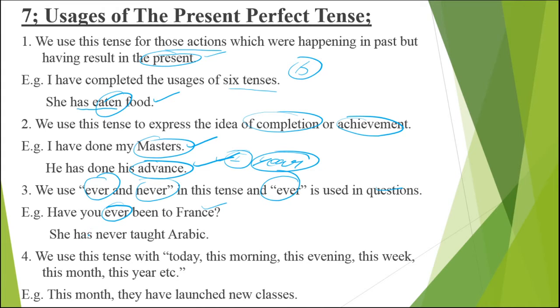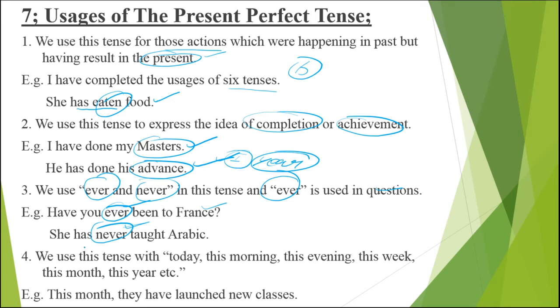And second example, she has never taught Arabic. That never means not in his all life. Ever and never, keep in your mind, they both give in entire life. Ever is used for asking questions and never is used in negative sentences. So have you ever been to France, and she has never taught Arabic.